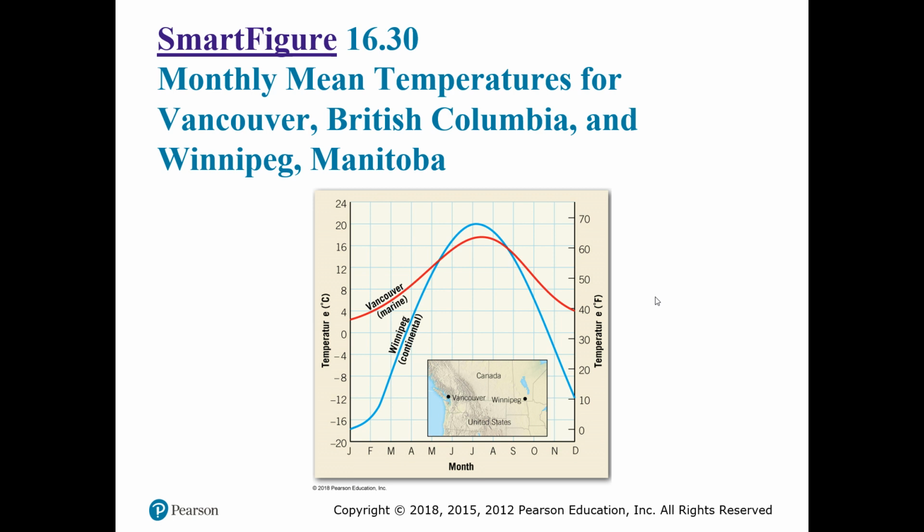Smart Figure 16.30 gives us our monthly mean temperatures for 2 different locations. So why are they picking these two? Let's just look first on this map here to see what it's showing us. We have Vancouver, which is on the water, and Winnipeg, which is in the middle of the continent, but it's around the same latitude. Notice they picked cities that were around the same latitude.